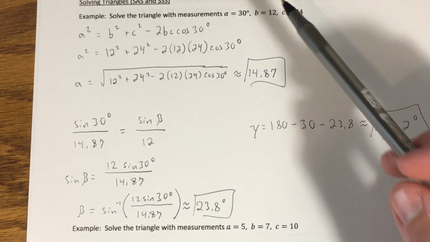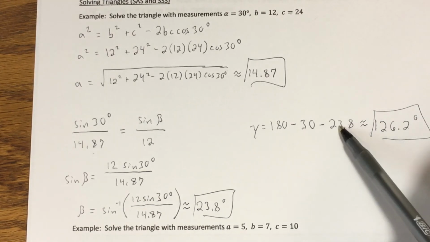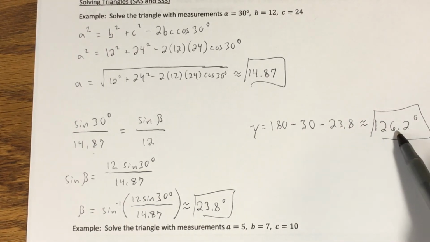Finally, if you know alpha and you know beta, you have enough information to get gamma. Subtract those two angles from 180 degrees. Gamma comes out to 126.2.